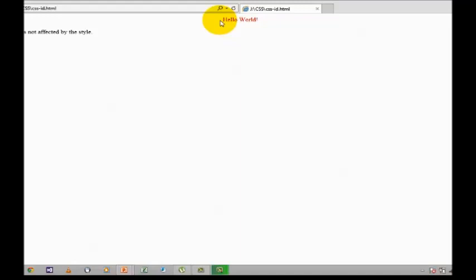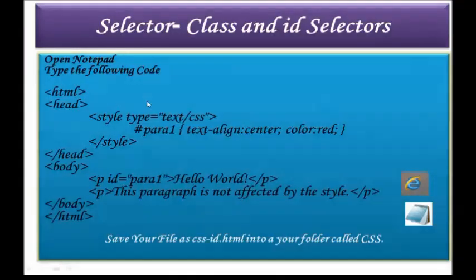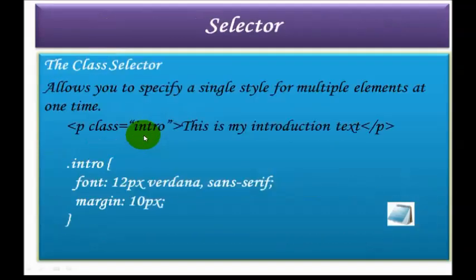Here you can see this paragraph is affected by CSS. This one is not affected by this style. So this is an example of an ID as a selector.